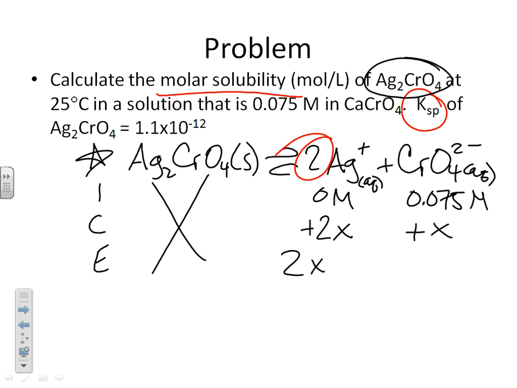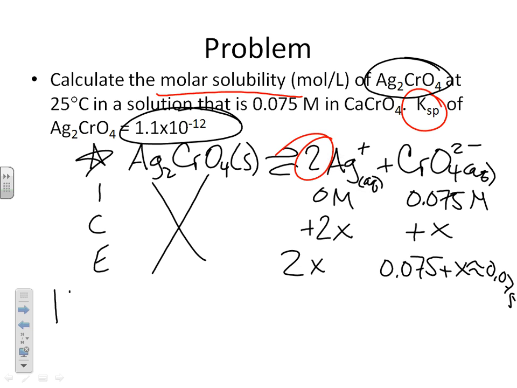So equilibrium concentrations for the silver is 2x, for the chromate is 0.075 plus x, which I will assume is approximately 0.075. Why? My K value is significantly less than 10 to the minus 4th. It's on the order of 10 to the minus 12th, which tells me that my percent dissociation is going to be very, very small, and x compared with 0.075 is probably negligible.